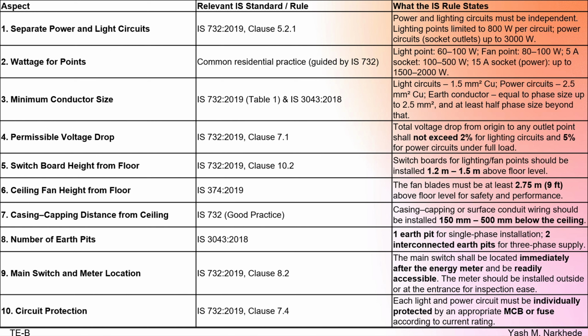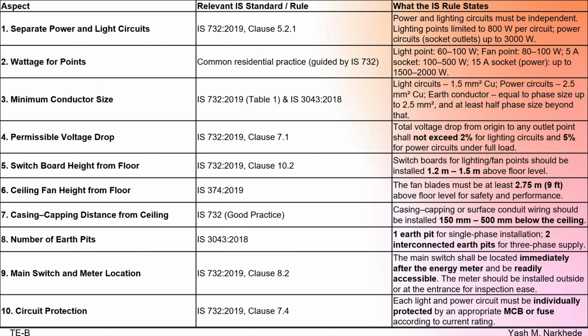Seventh is casing capping distance from ceiling. In surface wiring, IS 732 recommends that casing and capping or conduits be installed 150 to 500 mm below the ceiling. This distance keeps wiring away from moisture near the roof and gives space for maintenance or adding extra lines later. Now 8th is number of earth pits. For residential installation, IS 3043 specifies one earth pit for a single phase connection and two interconnected earth pits for three phase supply. Proper earthing provides a safe path for fault current and prevents electric shock.